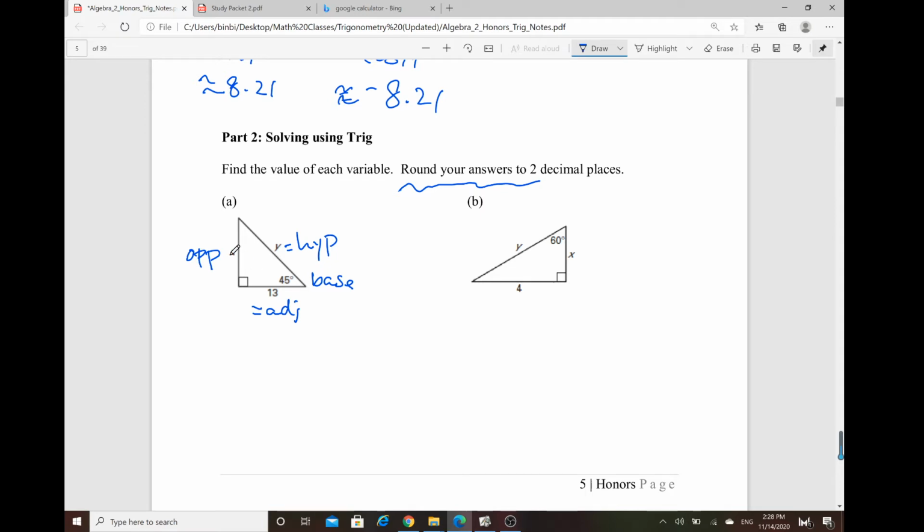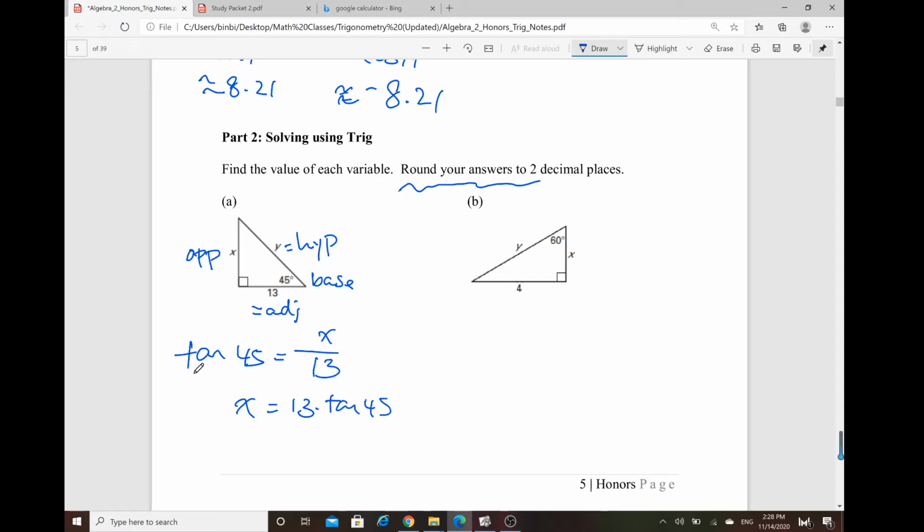So start finding that X right here. So we're using opposite adjacent. So the ratio regarding opposite adjacent, then that will be considered tangent. So tangent of 45 degree equals X over 13. And then this one is just like proportionality. So X equals 13 times tangent of 45.